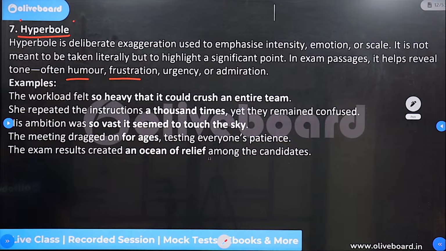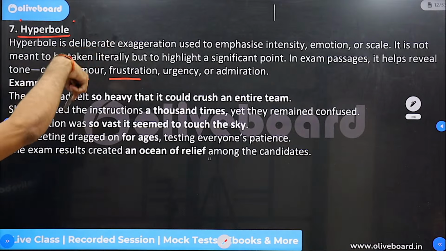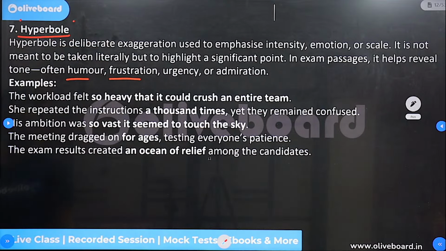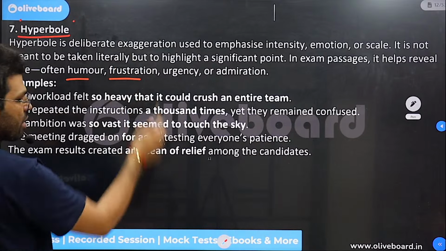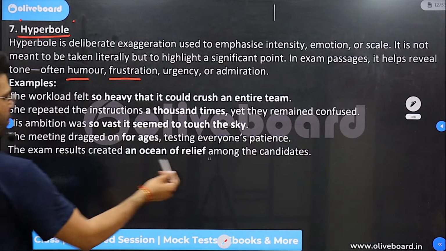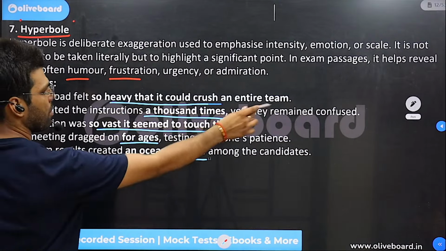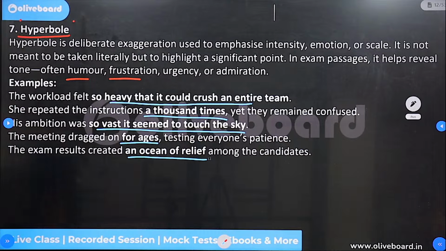His ambition was so vast, it seemed to touch the sky. Nothing can touch the sky, it's not a physical object that can be touched, but still emphasizing. The meeting dragged on for ages. A meeting cannot go on for ages, like centuries and such, but still exaggerating. Results created an ocean of relief among the candidates. Hyperbole.